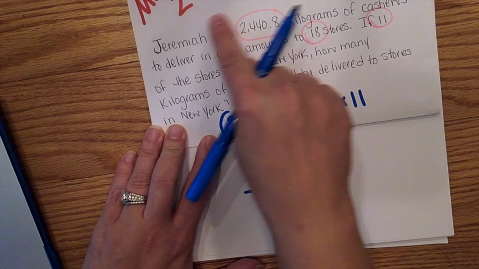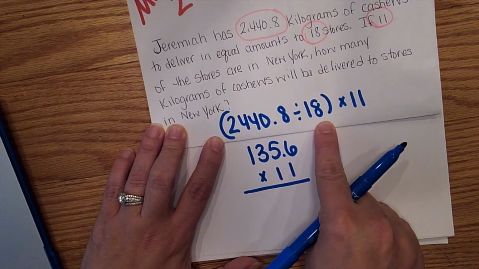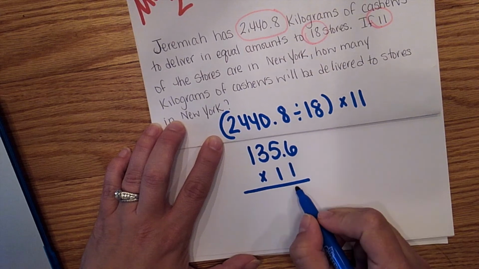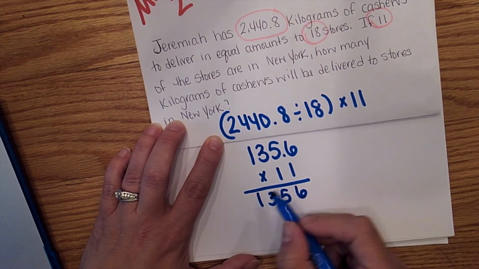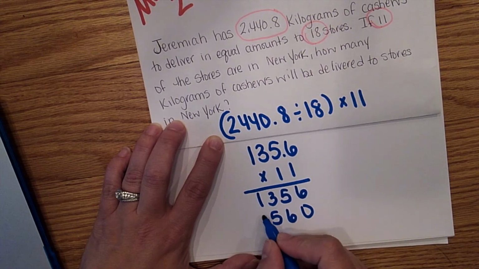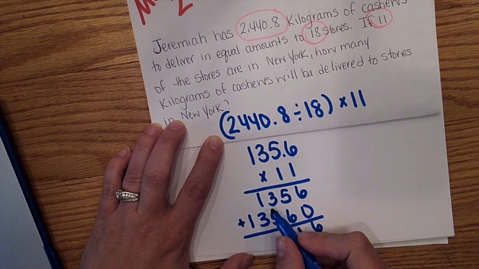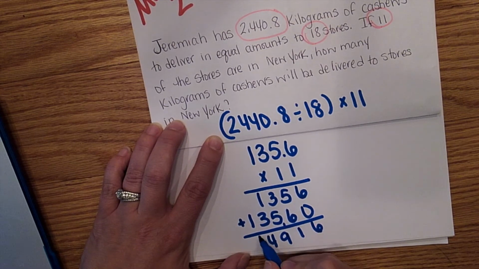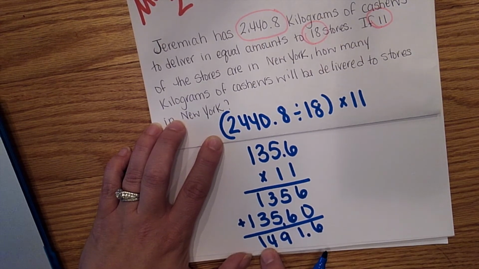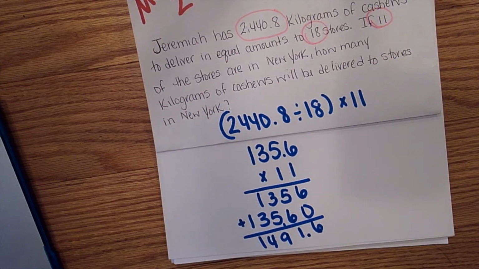All right, I moved it so that we can still see our problem. I took the 135 and 6/10 from the standard algorithm that we solved here, and now I'm going to multiply by 11. 1 times 6, 5, 3, 1. Remember, this one's in the tenths place, so that's where my product has to start. I'm going to multiply again, and now I'm going to add that together. I have 1 decimal here, so I need 1 decimal here, which means 1,491 and 6/10 kilograms is going to go to New York.